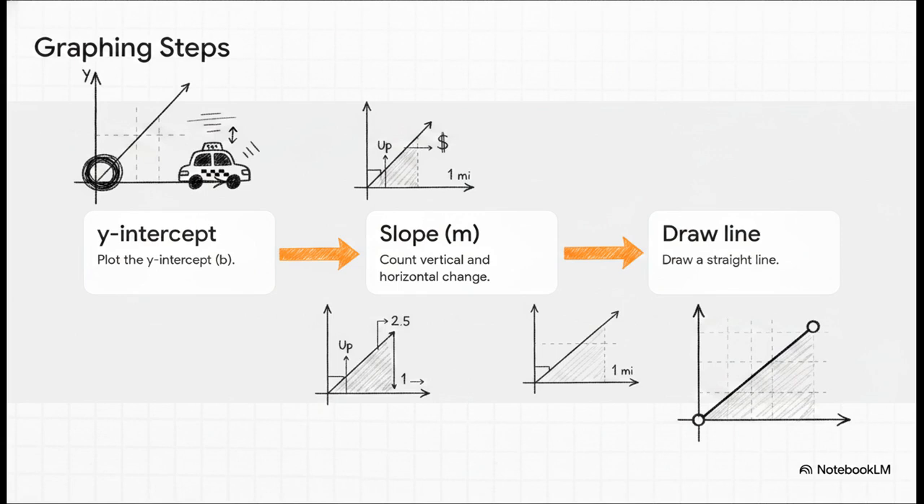Step 2, use your slope, the m, to find your next point by counting the vertical rise and horizontal run. So up $2.50 and over 1 mile. Finally, step 3, simply draw a straight, continuous line connecting and extending through your points.